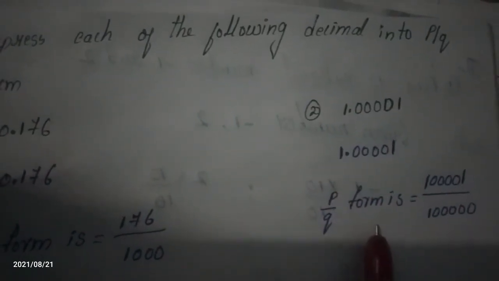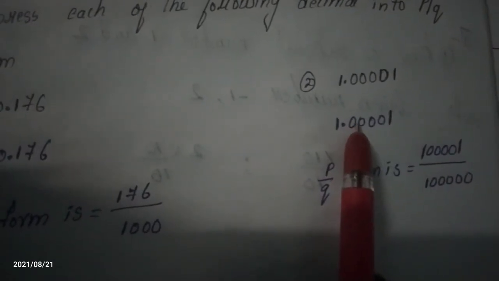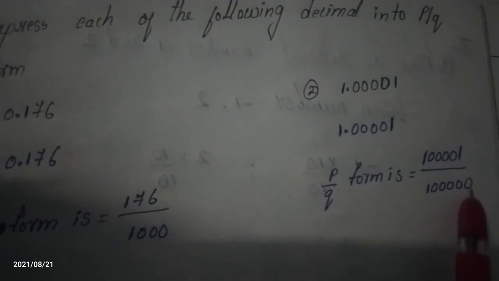1.0001. Okay, this is a decimal form. We have to convert it into the p by q form. In the p by q form, whatever number is there, you have to write the whole number in the numerator. In the denominator, just count the number of digits after the decimal: 1 2 3 4 5.